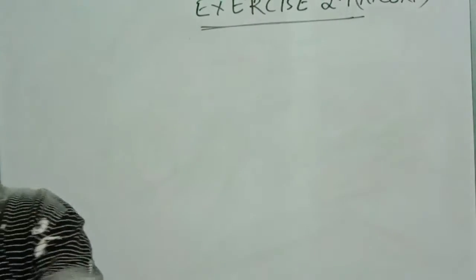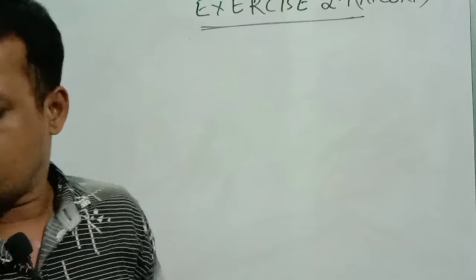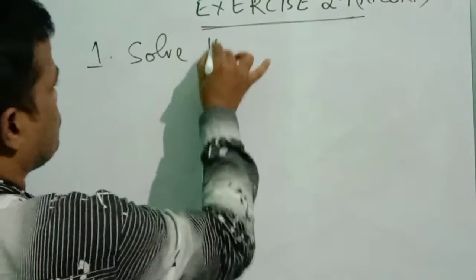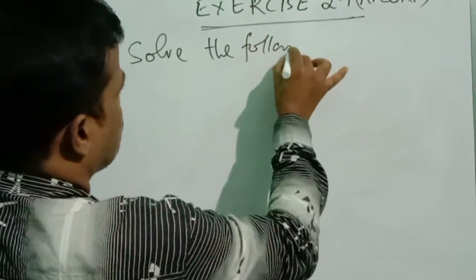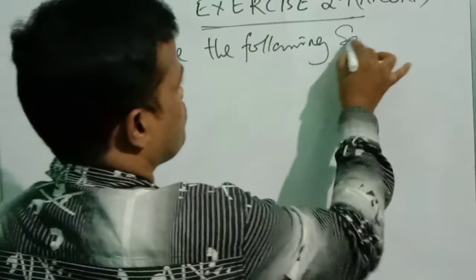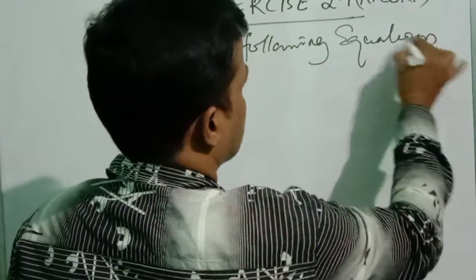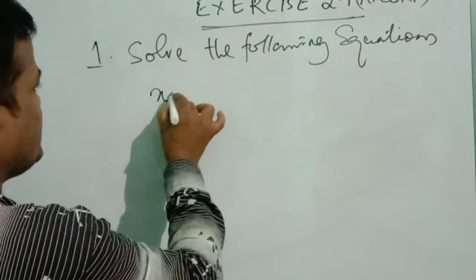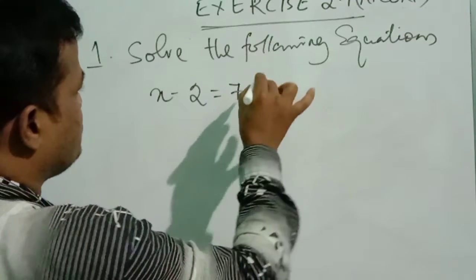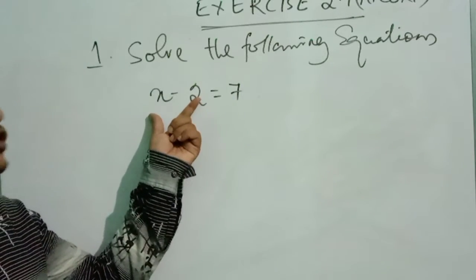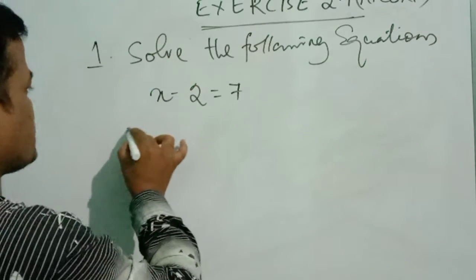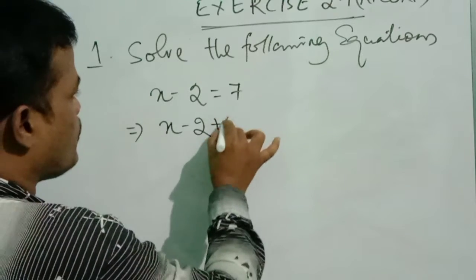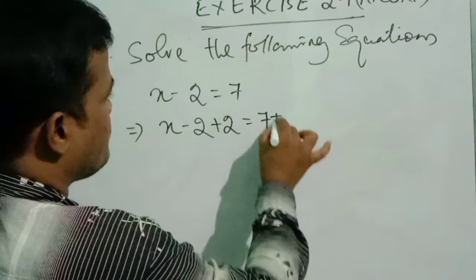So let us first see. First question is: solve the following equations. Number 1 is given: x minus 2 equal to 7. So in that x minus 2 equal to 7, let us balance the equation. We can write x minus 2 plus 2, 7 plus 2.